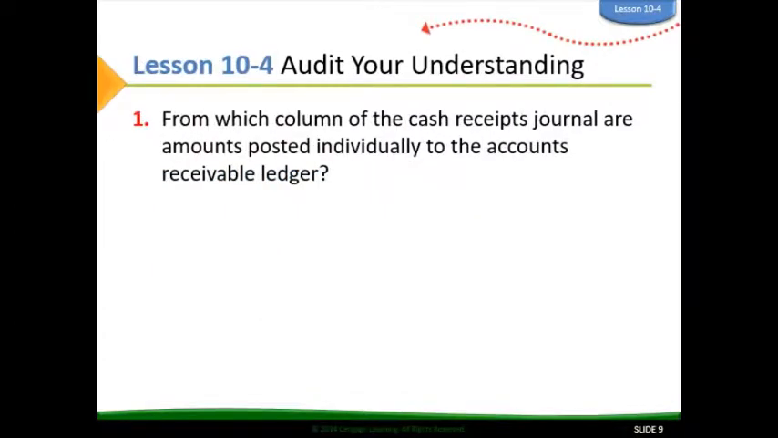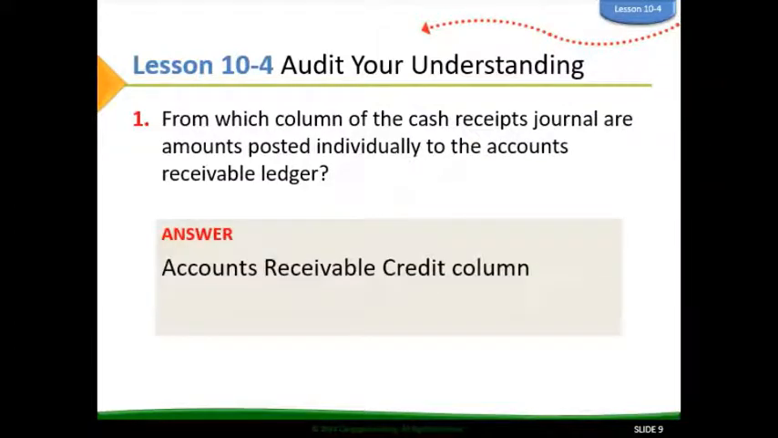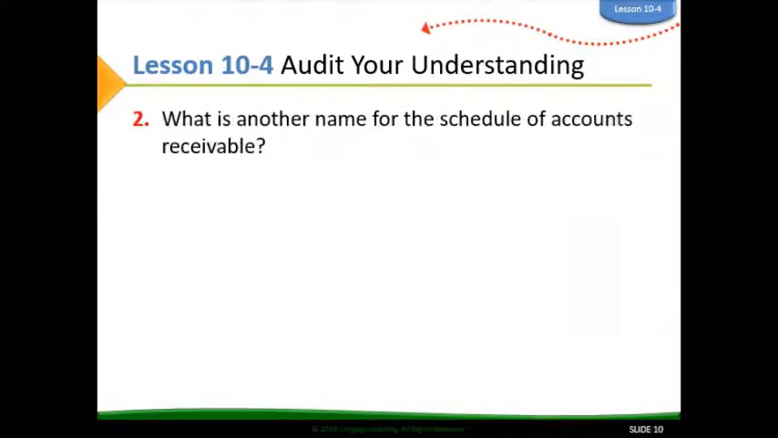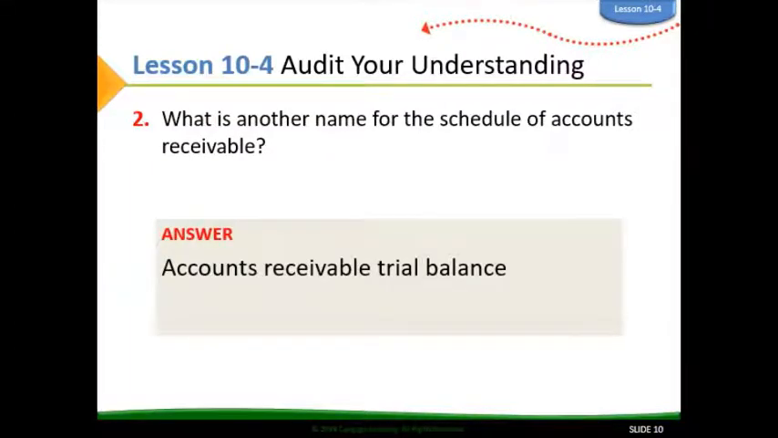From which column of the cash receipts journal are amounts posted individually to the accounts receivable ledger? Answer: accounts receivable credit column. What is another name for the schedule of accounts receivable? Accounts receivable trial balance.